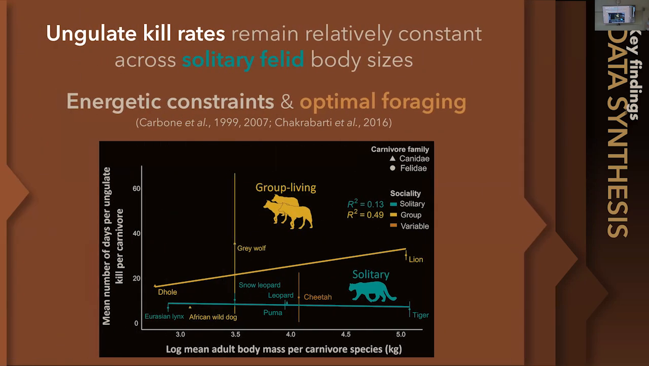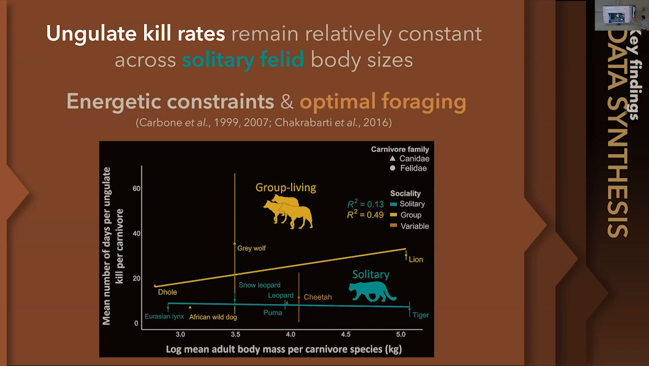So we also found that ungulate kill rates remain relatively stable across solitary felid body sizes. That's represented by this cyan coloured flat line at the bottom there. What that indicates, with log mean adult body mass increasing and kill rate on the y-axis, is that there's no positive or negative relationship. It just means that they're killing proportionally, at a rate that scales with their body mass.